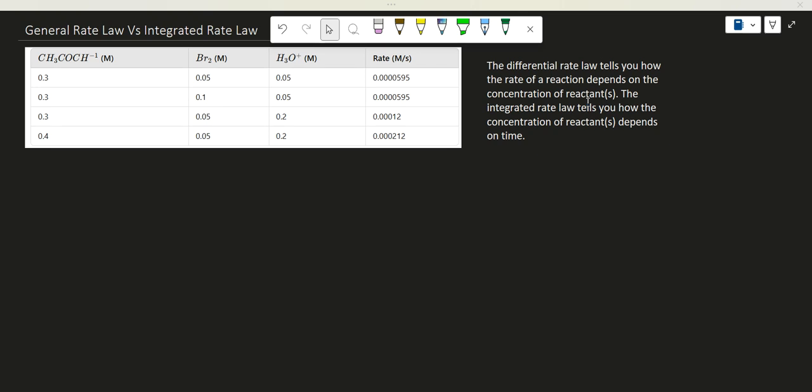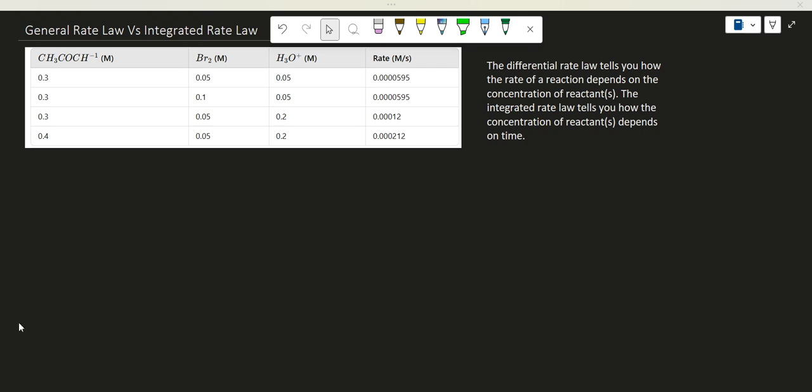the dependent variable will be the reaction rate. On the other hand, the integrated rate law will tell you how the concentration of the reactants depends on time, with time being the independent variable and the concentration of the reactants as the dependent variable. So how the concentration of the reactants will be consumed over time to make the products. So let's start here.